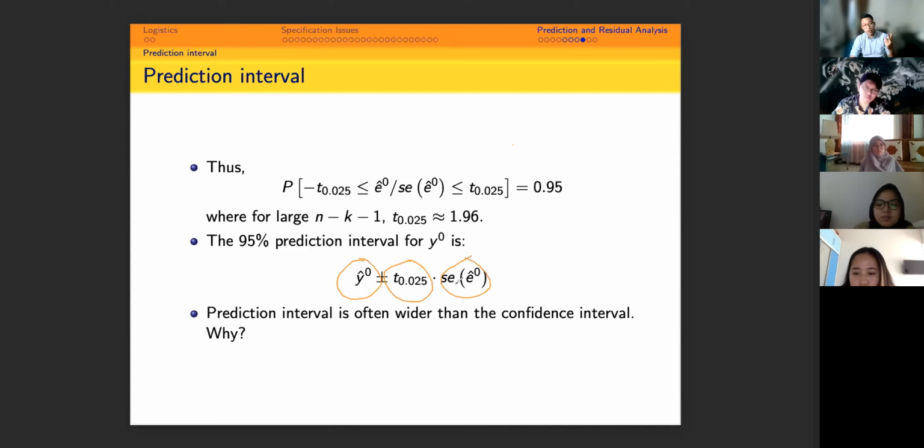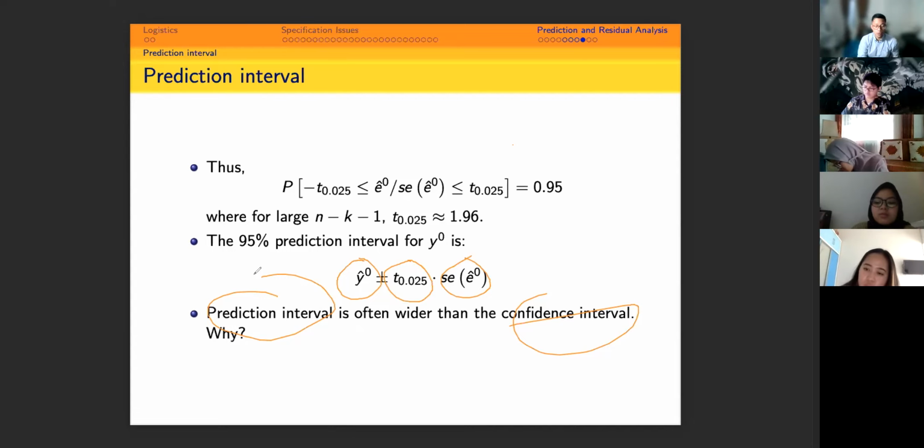So we discussed two concepts: the confidence interval and the prediction interval. Which one is wider? The answer is that the prediction interval is wider. Why? Because it incorporates two uncertainties: one from the sampling process, and the second from the error itself in the population. And so the prediction interval is usually larger than the confidence interval.